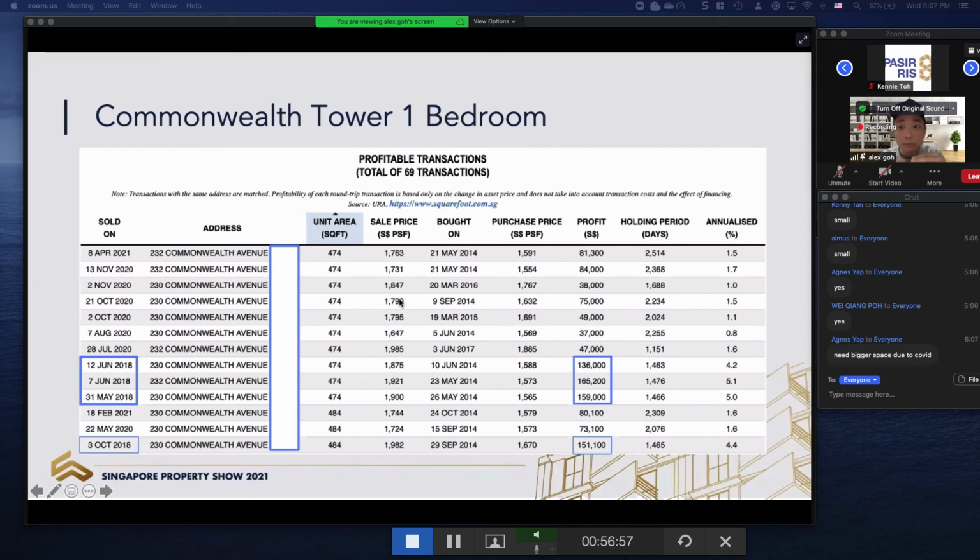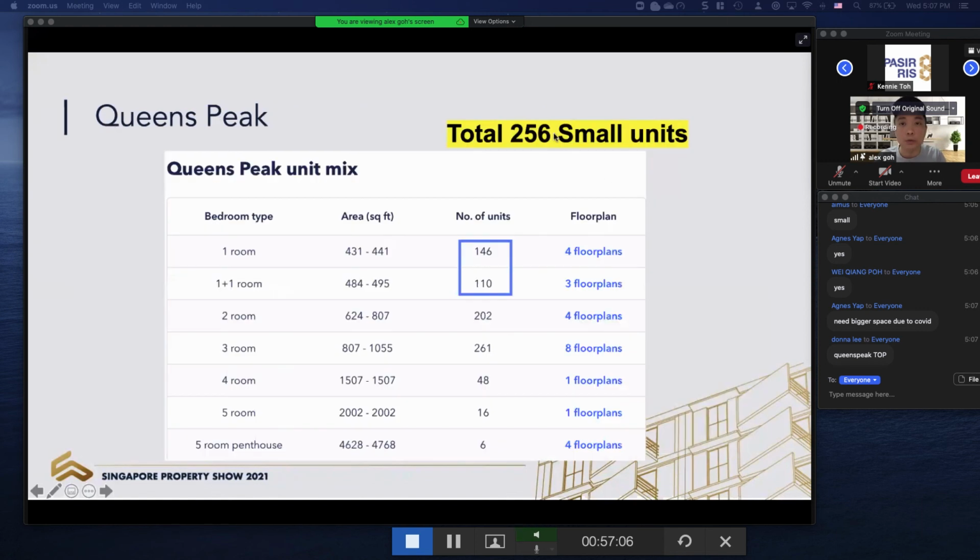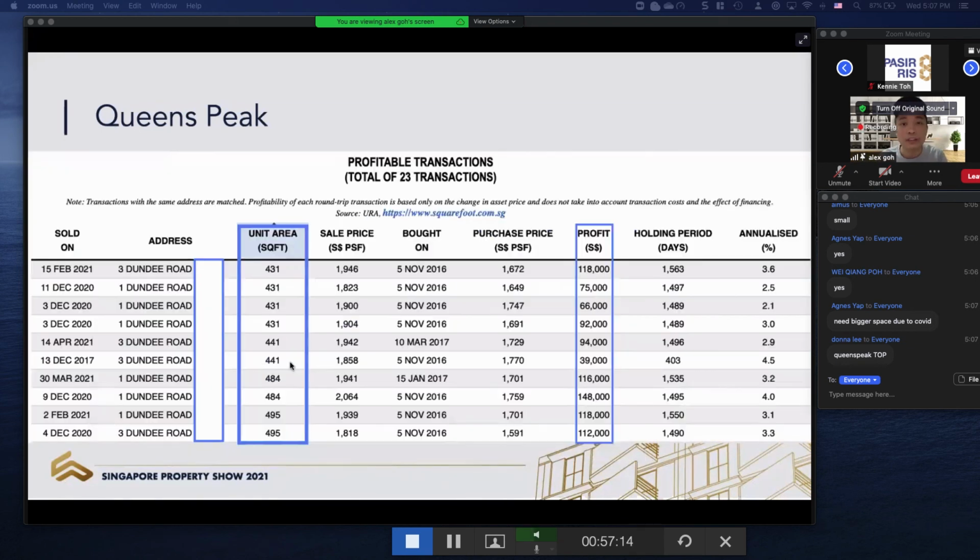Do you see a drop? So why is it dropping? Need bigger space due to Queen's Peak TOP. Donna, you're right. So you see, Queen's Peak got 256 units of 1-bedroom and 1+ study. So Queen's Peak TOP in 2020, and when they TOP, they make a good profit because buyers will want to buy the newer house. And there are over 200 units flooding the market.